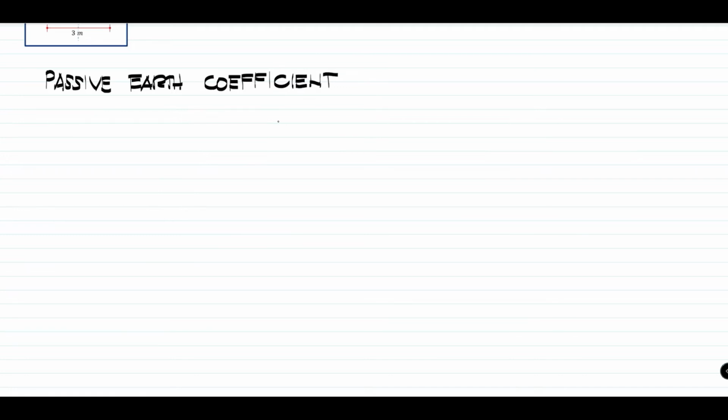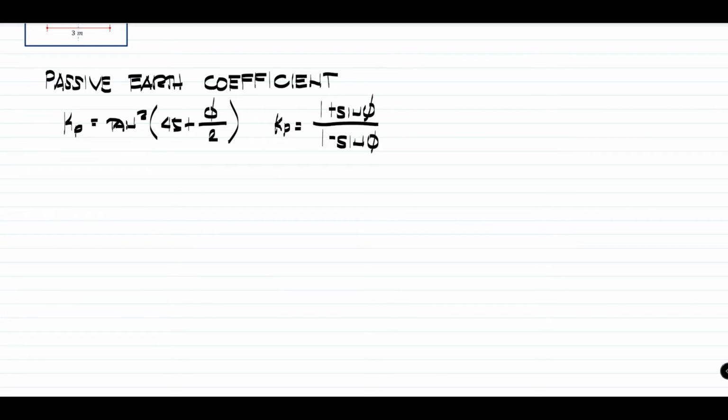So, for our passive earth coefficient, we can use the equation. So, siya yung Kp natin. That will be equivalent to tangent squared 45 plus phi over 2. Pwede rin yung equation na Kp is equal to 1 plus sine of phi over 1 minus sine of phi. But for this problem, we'll just use the tangent squared 45 plus phi over 2.